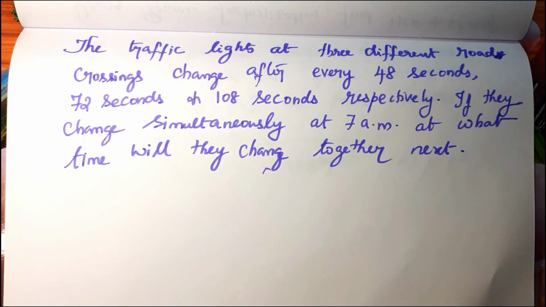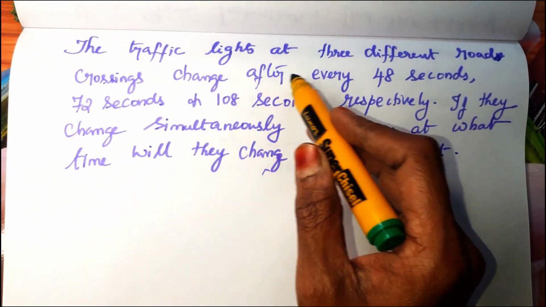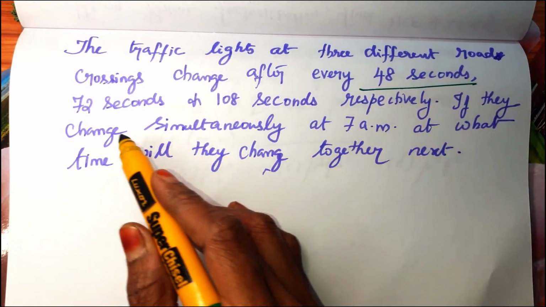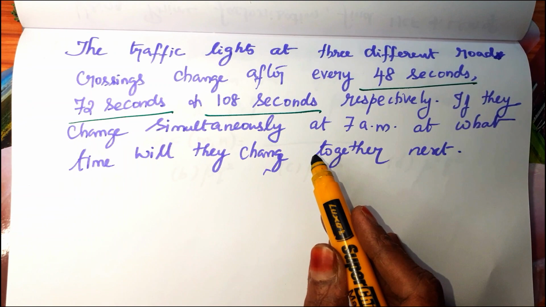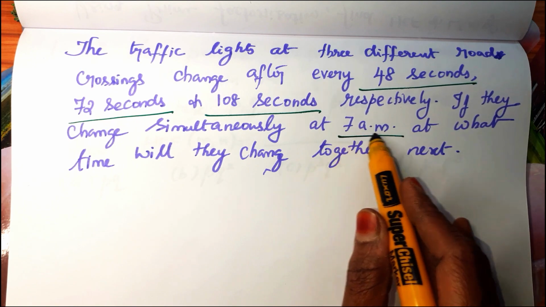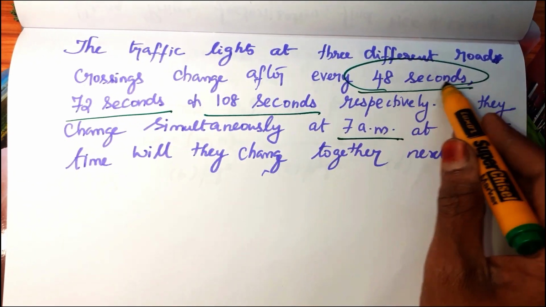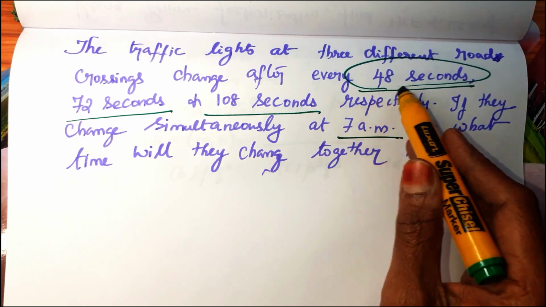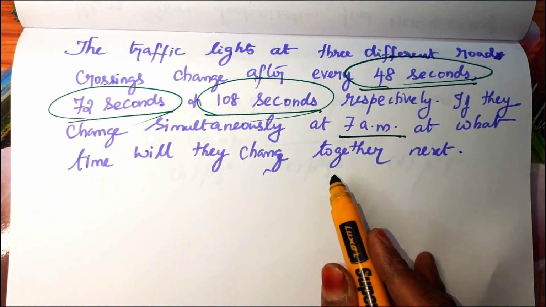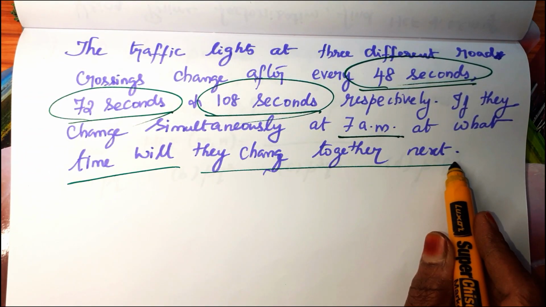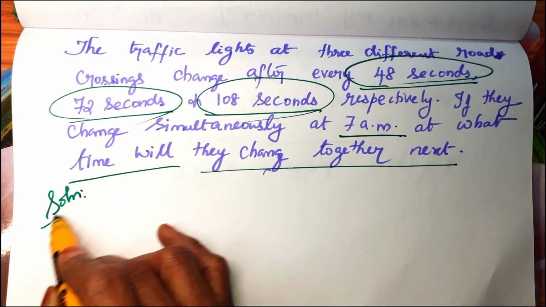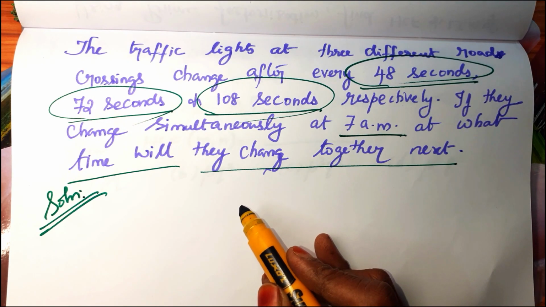The next problem is that traffic lights at 3 different road crossings change after every 48 seconds, 72 seconds and 108 seconds respectively. If they change simultaneously at 7 a.m., so at 7 a.m. we are starting. One light will change at the 48th second, the second one at 72 and the third one at 108. We are going to find at what time they all change together next time.